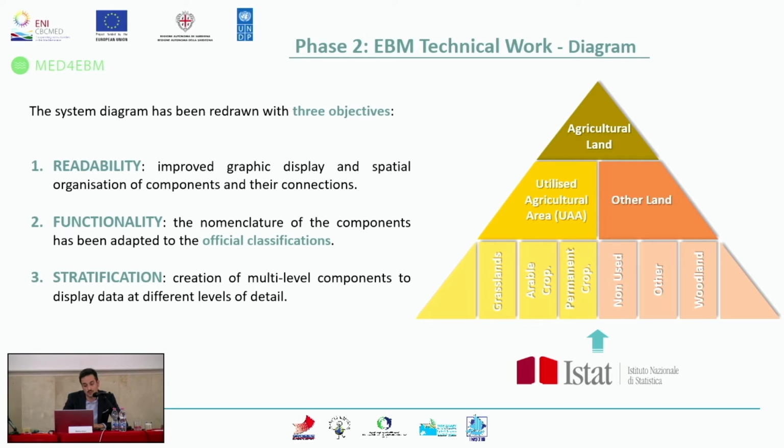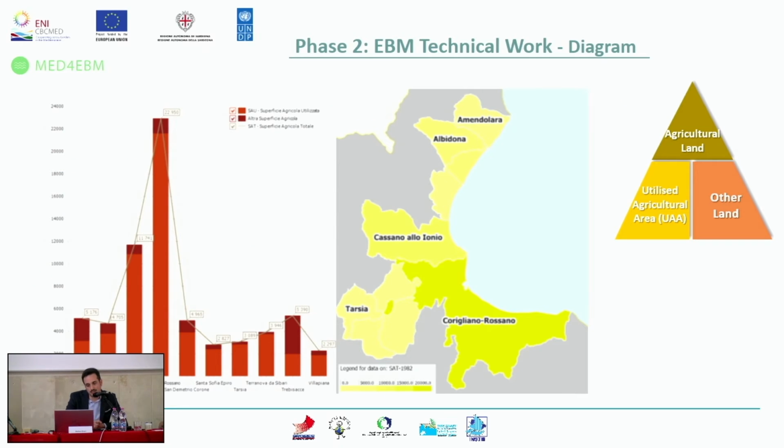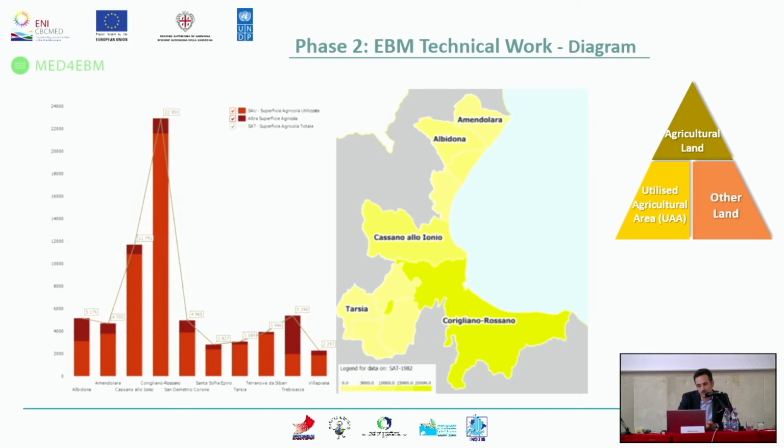We have taken from ISTAT, which is the Italian National Institute of Statistics, both the data concerning agriculture and the nomenclature. So this is a practical example on the ESP software of what stratification means. You can see that the agricultural land, which is the top of the pyramid, can be represented as a sum of utilized agricultural area and other land.